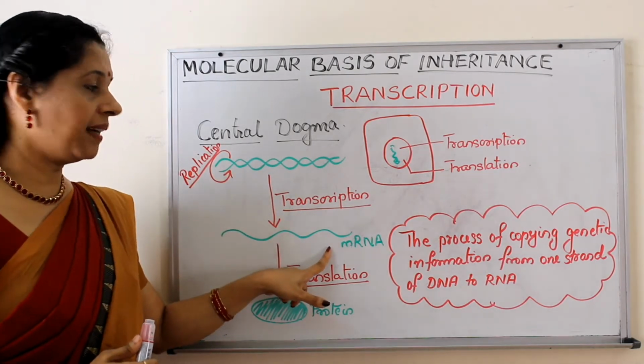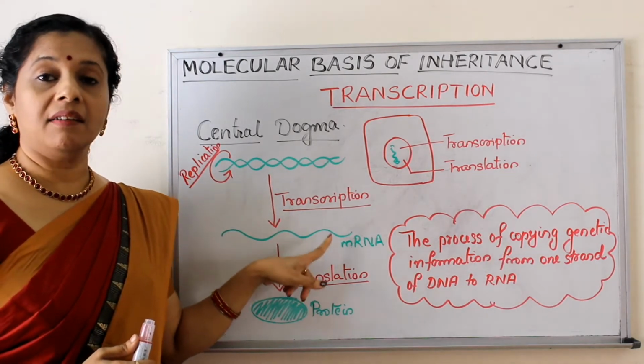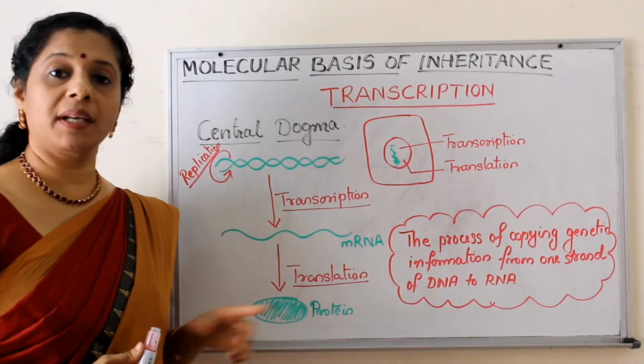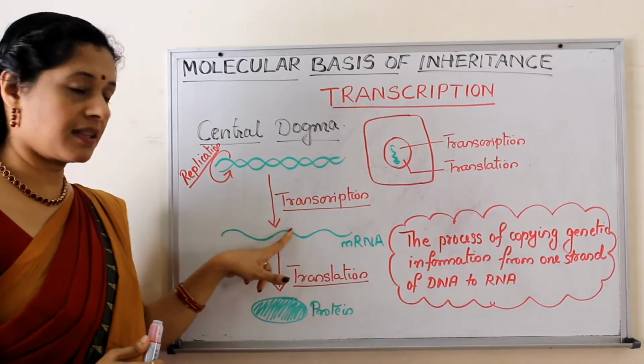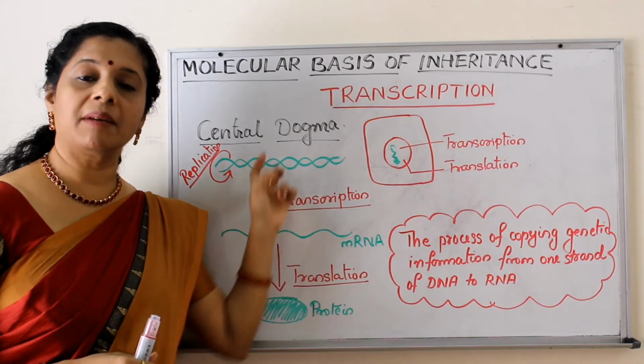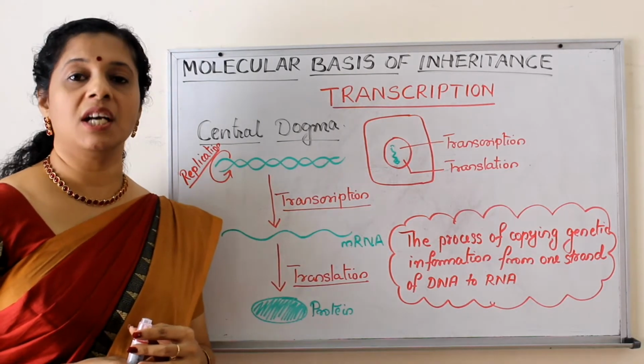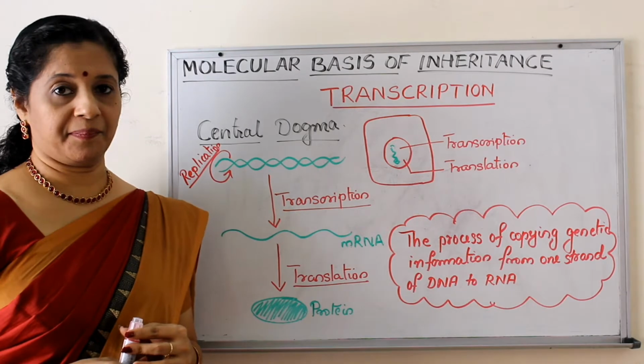Now, mRNA specifically will be coding for protein. Protein means what? Character. So, today we are going to learn this process. So, the formation of mRNA from DNA, that is transcription. So, we will learn that in detail.